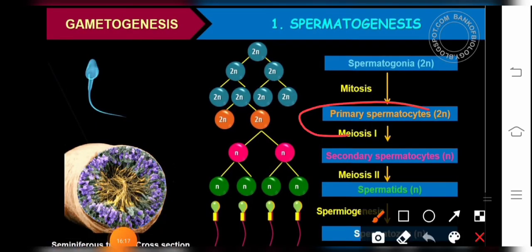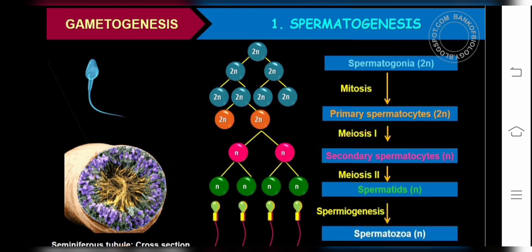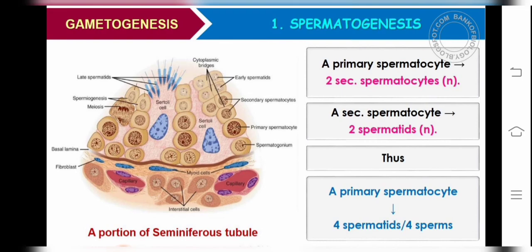So one primary spermatocyte produces how many spermatids or sperms? 4 sperms. Clear? Any doubt? If you have any questions, you can contact my WhatsApp number. You can ask questions. Okay.